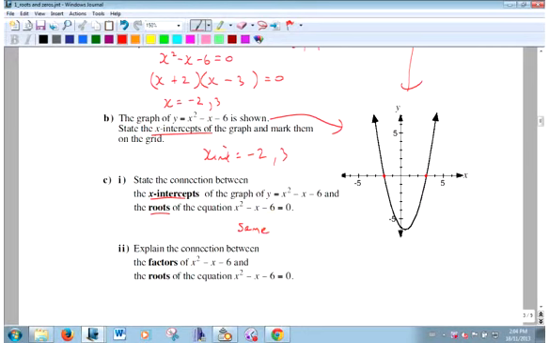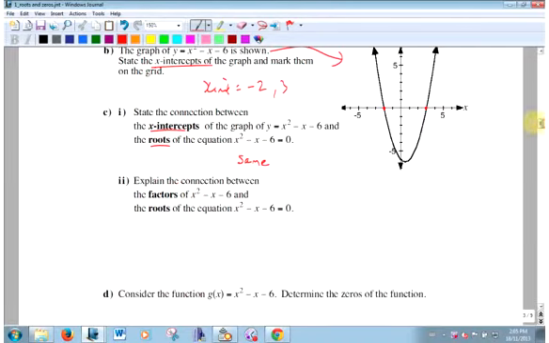That reminds me of something. Have I ever told you guys the x-intercepts are the same as the roots? I think you didn't agree. Okay.